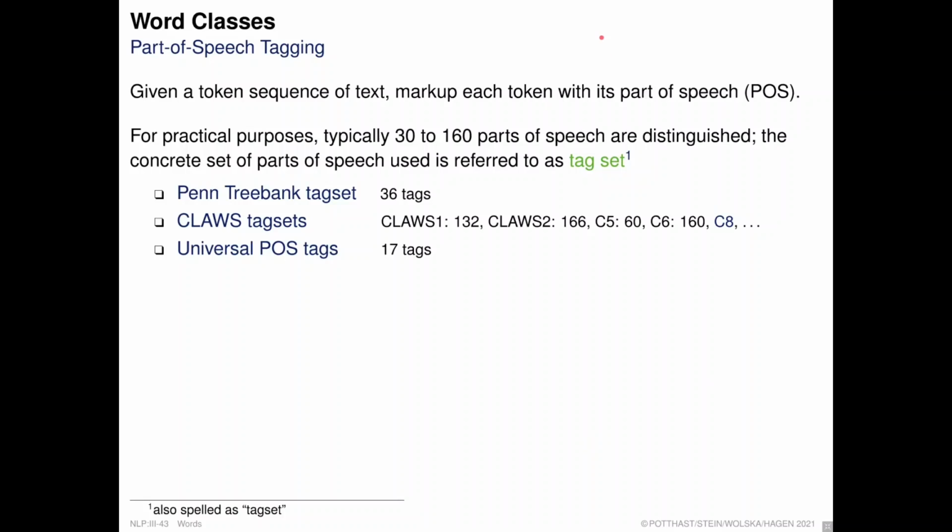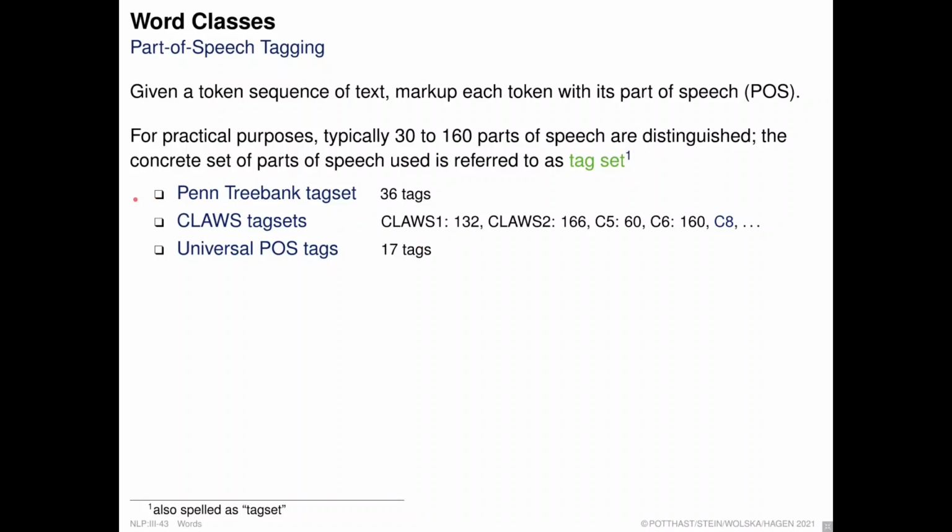Here is an example of the kinds of sets of word classes that are most often used in NLP. In NLP, the set of classes from which you'll be assigning a class or part of speech to a word is always, I would say, referred to as a tag set. Sometimes it's spelled together, sometimes separately. So a tag set will be a set of classes from which you'll be assigning one to each of the words in a sentence.